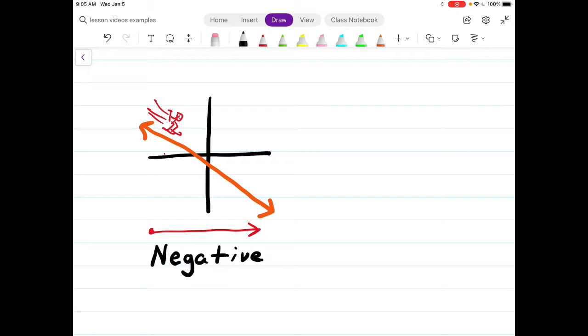And if you're not too sure, pick a point on the line, pick another point on the line, and if the second point is below the first point, again, you have to go from left to right, and the second point is below the first point, you have a negative slope.